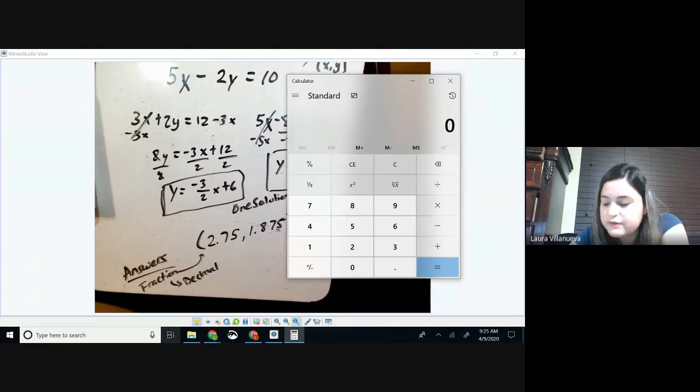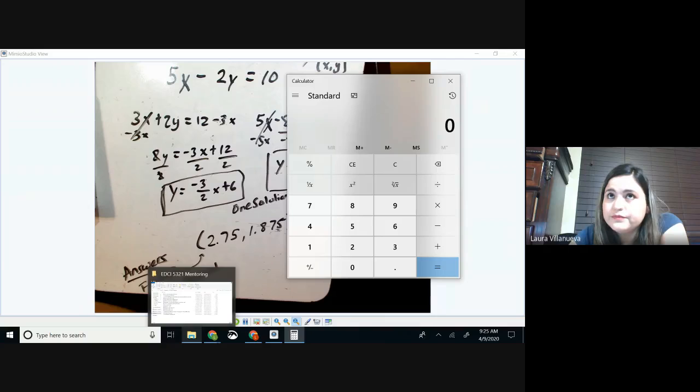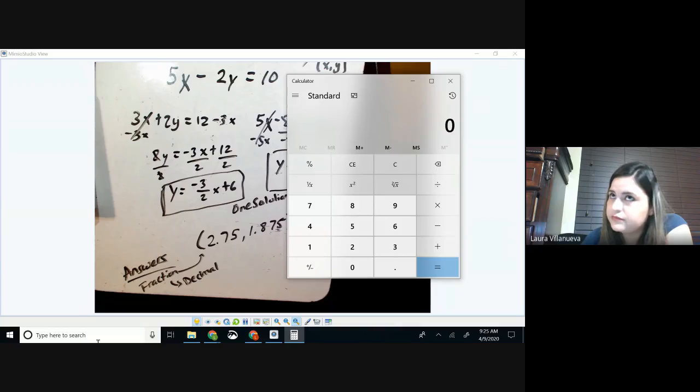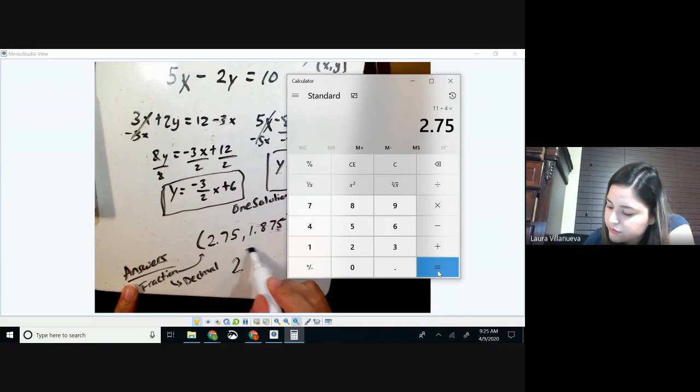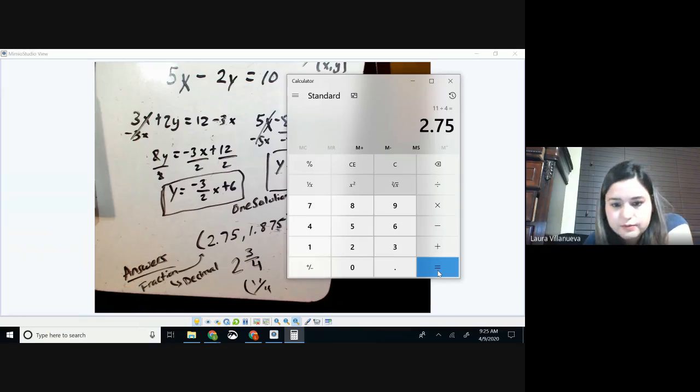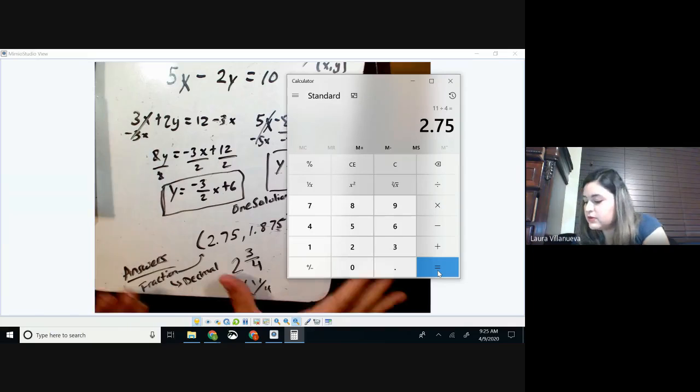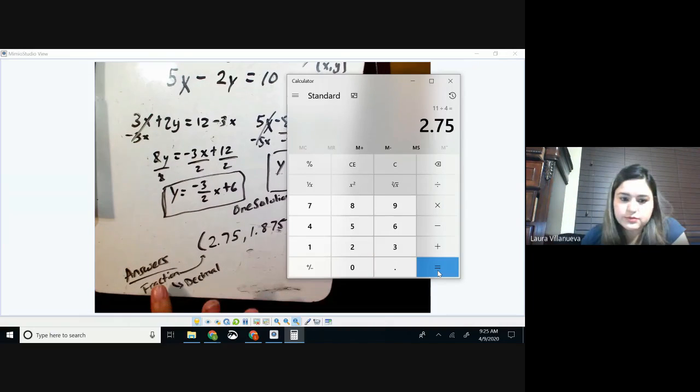So 2.75 is, what is it? 8, 9, 10, 11 over 4. Right? Because 2.75 is 2 and 3/4, and then you do 8, 9, 10, 11 over 4. But that's from middle school. You should know how to do this though. But if you don't remember, just put it in the calculator and it'll give you the fraction.